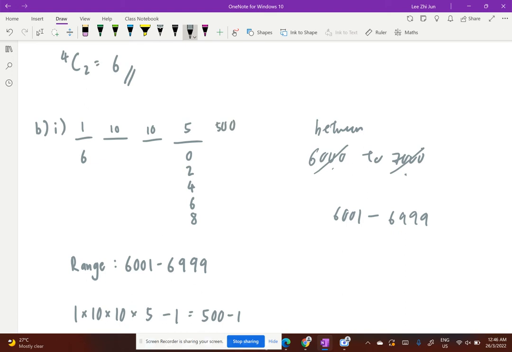However, you see this case: if here I put 6, here I choose 0, here I choose 0, and from 0, 2, 4, 6, 8 I choose 0, this is out of the range between 6,001 and 6,999, right? So I need to minus 1 in order to remove this 6,000. So 500 minus 1 will get 499. Here's the answer.